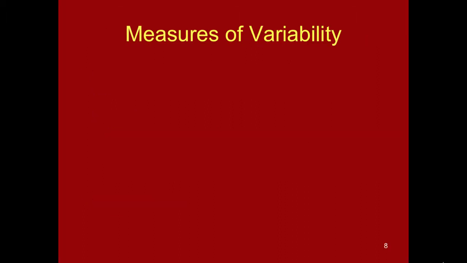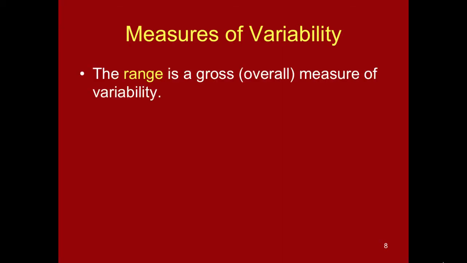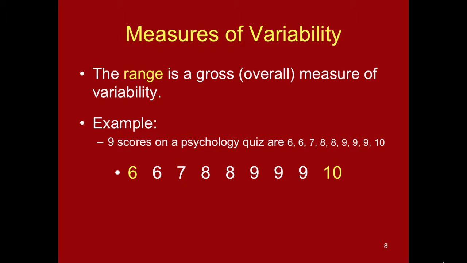Now we will look at measures of variability, which illustrate how scores are spread out. The most general measure of variability is the range. The range is a gross measure of variability. Looking at our example of 9 quiz scores, we would calculate the range by subtracting the score with the lowest value from the score with the highest value. In this case, we would subtract 6 from 10 and end up with a range of 4. This would give us an idea of how far away from each other the most extreme scores are spread.